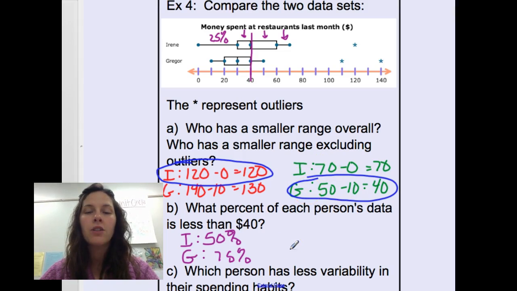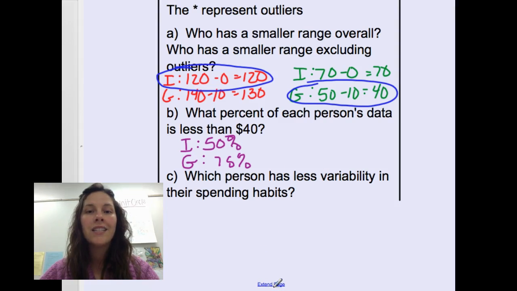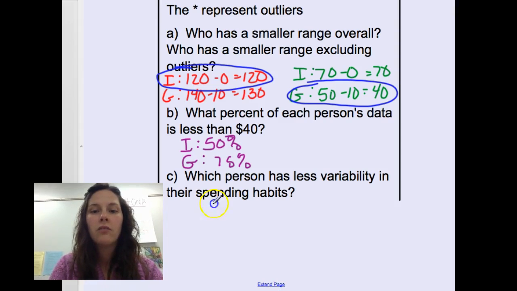Finally, which person has less variability in their spending habits? This is what box plots are really good at showing. I've been trying to talk about the spread of the data and the length of the box or the whiskers, and that shows the variability. So when you look at a box plot, as you can see, Gregor's is clustered really close together. Not only does he have a smaller range, he's got a smaller IQR, and each piece of his box plot is smaller. All of that points to his data being less variable. It doesn't change as much as Irene's.